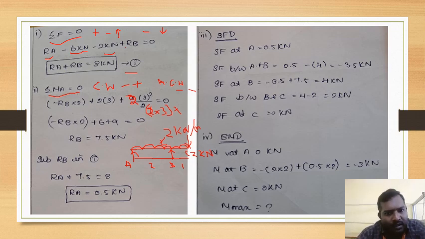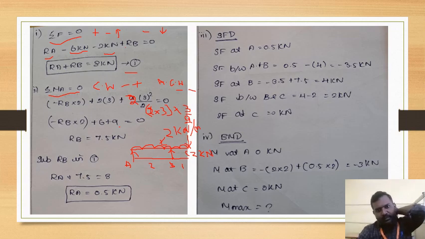Then the UDL will be acting at the midpoint of the total UDL acting distance, that is 3 by 2. So that is 2 into 3 square divided by 2, which will be equal to 9, and this will be equal to 6, and this will be equal to minus 2 RB. So after resolving, we get RB equal to 7.5 kilonewton. Then substituting RB in equation number 1, we get RA equal to 0.5 kilonewton. So this is the common resolving, and we are getting the values.